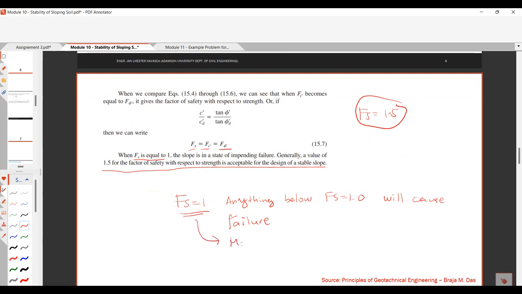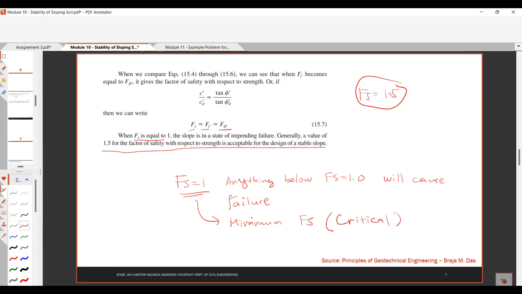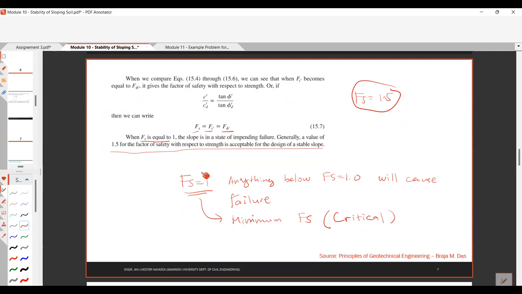So this will be your minimum factor of safety. This is what they also call critical. So that is your critical factor of safety, or your critical sloping soil, when your factor of safety equals 1. Okay, this notation, Fs, Fc, and Fv, can be used for the factor of safety in designing. As long as you have a given value. Fs is the factor of safety for sloping soil. Fc is the factor of safety with respect to cohesion. And Fv is the factor of safety with respect to the angle of internal friction.